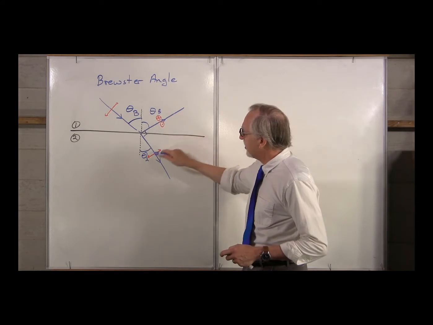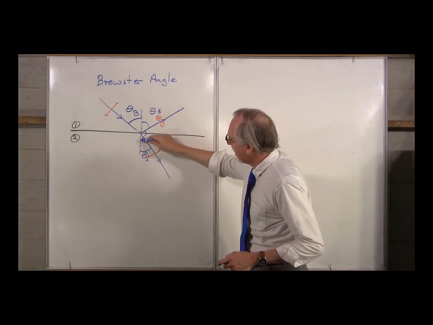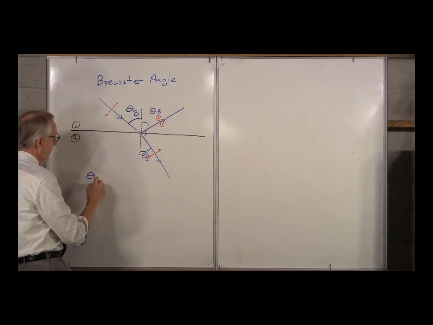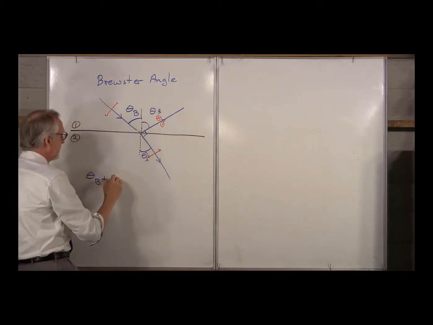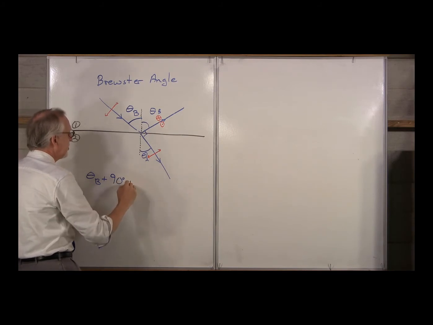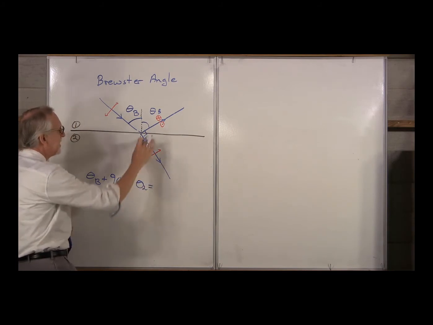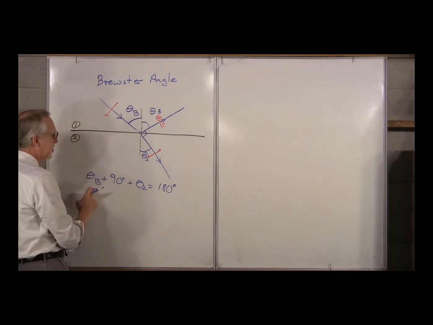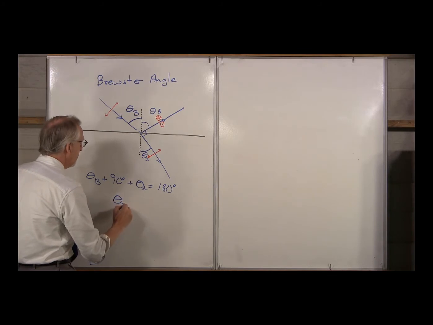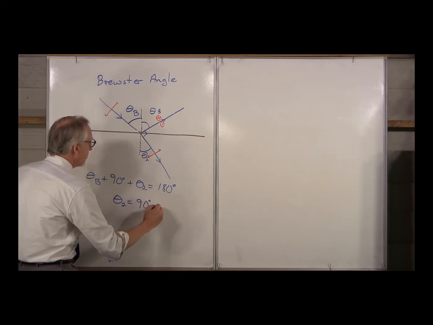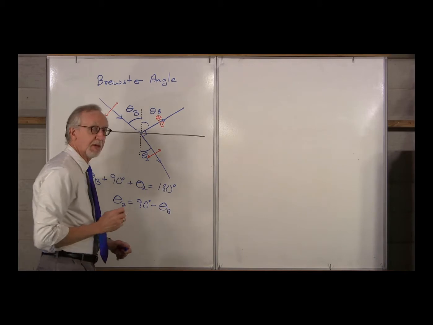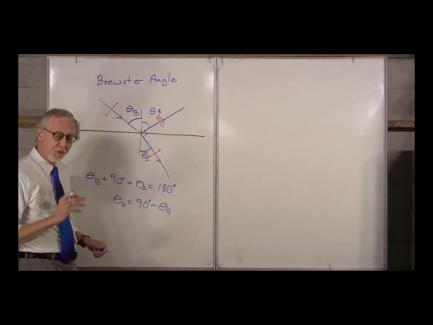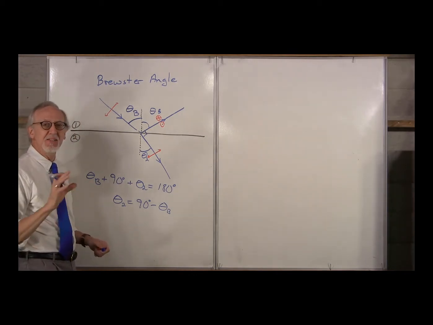We know from this condition right here, this straight line along the normal, that theta b plus 90 degrees plus theta 2 must equal 180 degrees. Subtracting the 90 and subtracting theta b, we have that theta 2 must equal 90 degrees minus theta b.